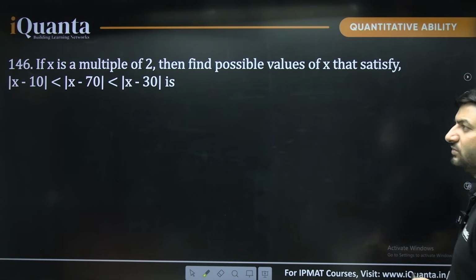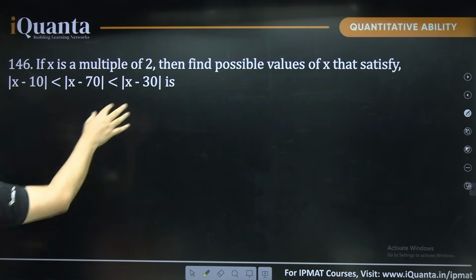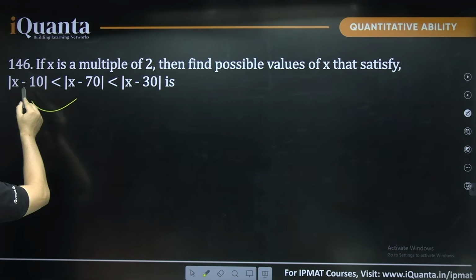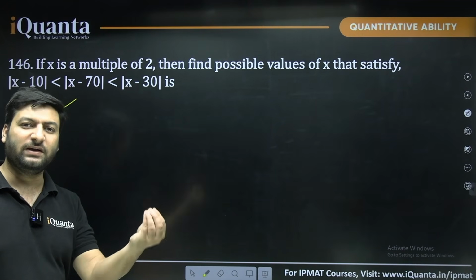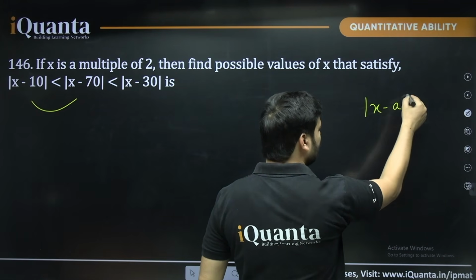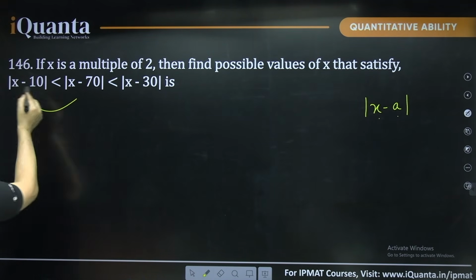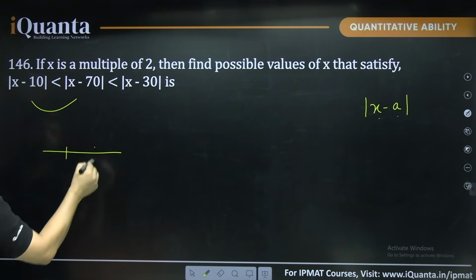Now we have this question: if x is a multiple of 2, then find the possible values of x that satisfy this. So there are multiple modulus inequalities to compare over here. First of all, let us take these two into account. Mod x minus 10 simply means the distance between some value of x and 10, right? Because as I told you, mod x minus a basically means the distance between some point a and the value of x that we are looking for. So mod x minus 10 will be the distance between x and 10, and this is the distance between x and 70.